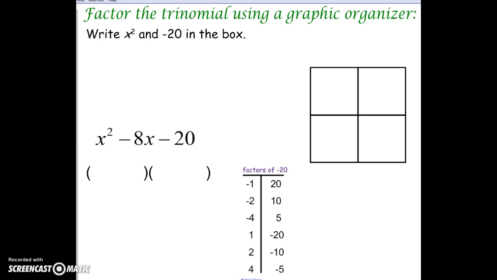Okay, let's try another one. So I have x squared minus 8x minus 20. So I can start with the x squared goes here, the negative 20 goes here. Start with my factors of x squared, which is x and x. And now I have to think of my factors of negative 20. I can do negative 1 and 20, negative 2 and 10, negative 4 and 5, or flip my negatives to the other one. Those are all of my choices, my combinations of what I could do.